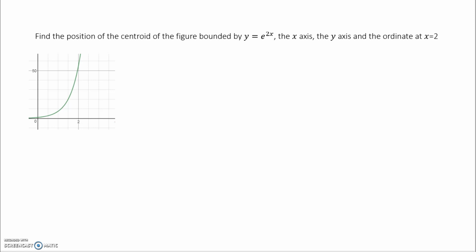Here's a question here. Find the position of the centroid of the figure bounded by y equals e to the 2x, which I have sketched, the x-axis, the y-axis, and where x is equal to 2.